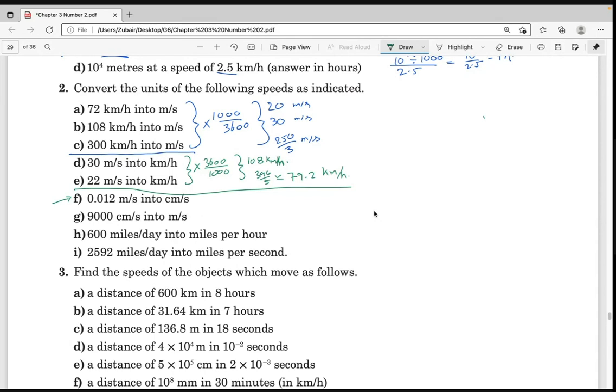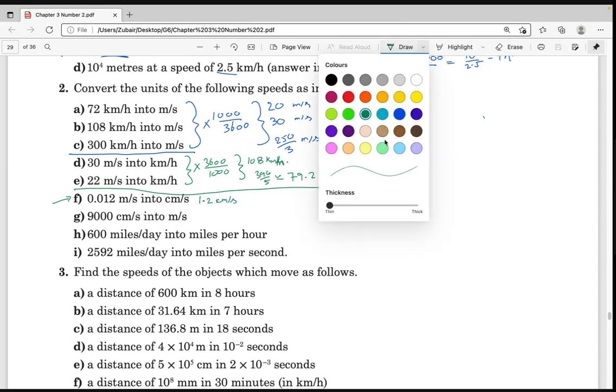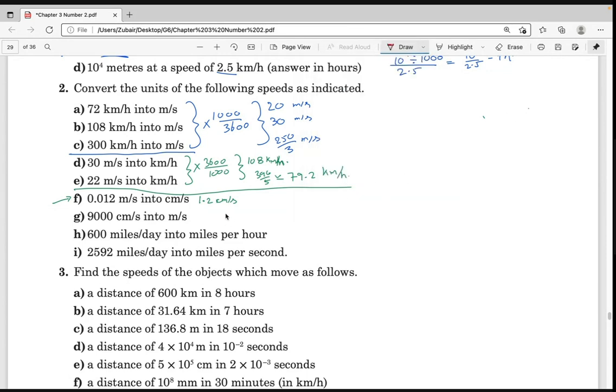This is 1.2. Yes, 1.2. See, denominator is same. We just have to change the numerator. So meters to centimeter, 1.2 centimeter per second. And G part will be, see, denominator is 90, again same. Very good. Centimeter to meter, we divide by 100. So that's 90 meter per second.